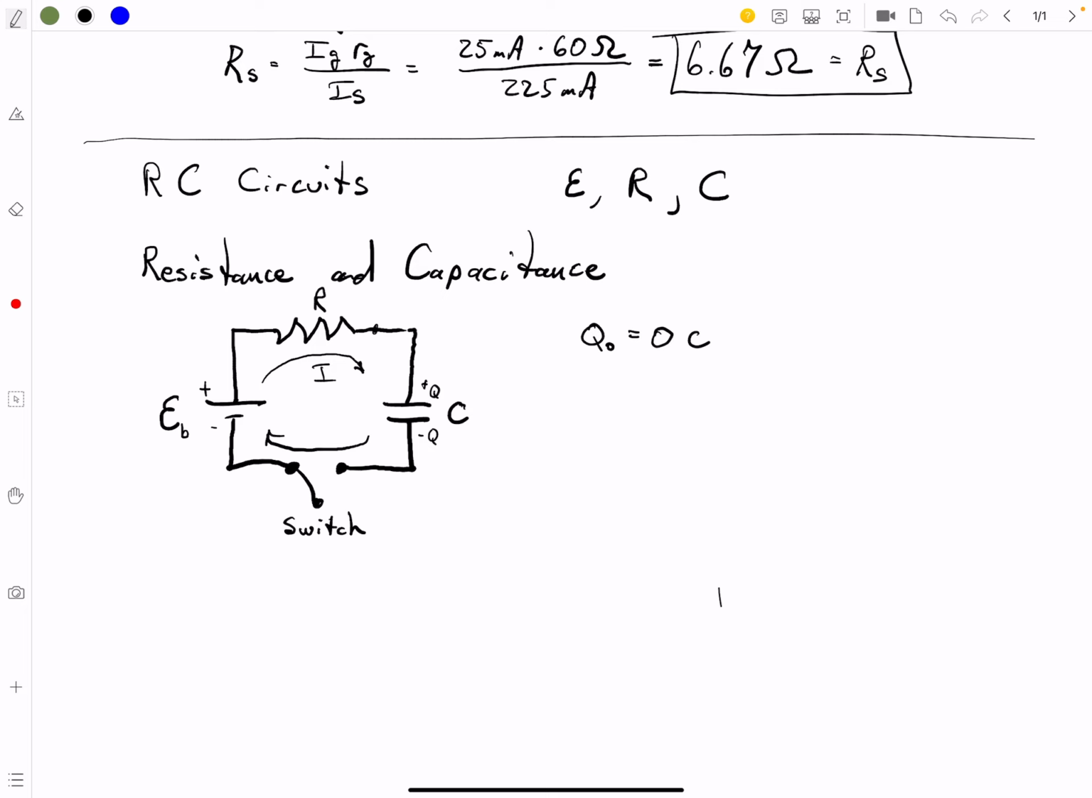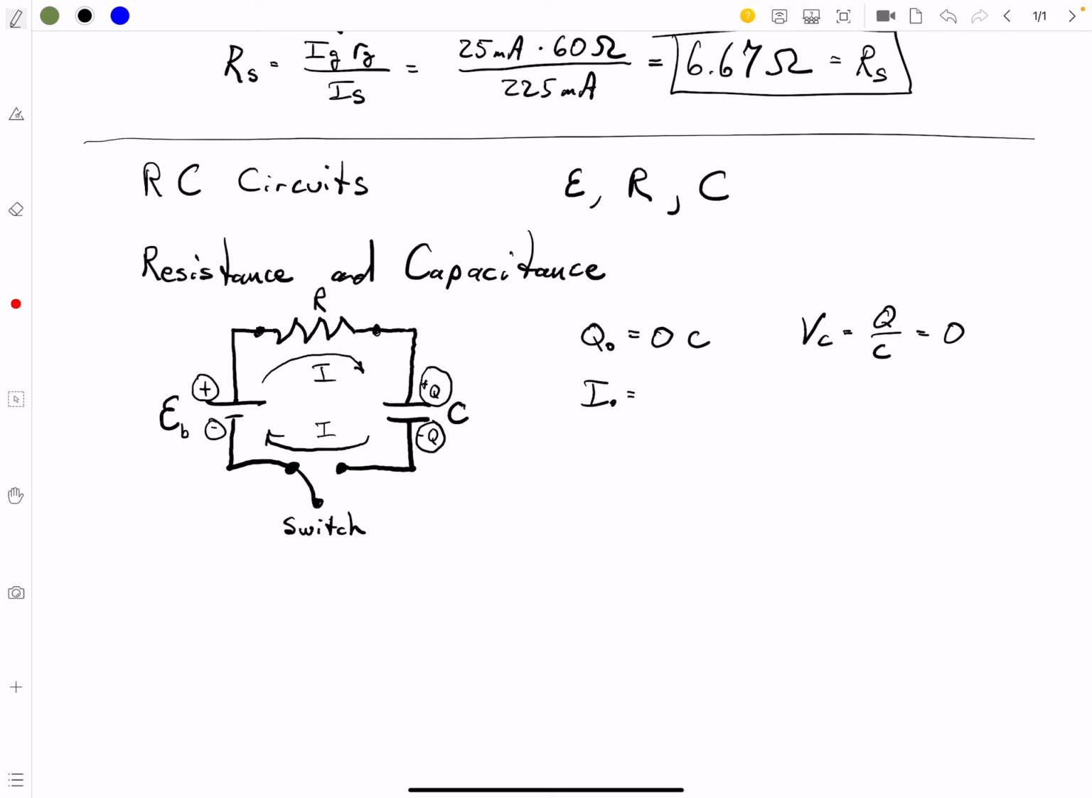Our voltage across the capacitor is equal to Q over C, and that has to equal 0 initially. Gradually, the charge is going to build up, and as it does, it starts to become its own voltage source. It's charging up, positive Q here, negative Q there. Well, that's opposing this guy, right?